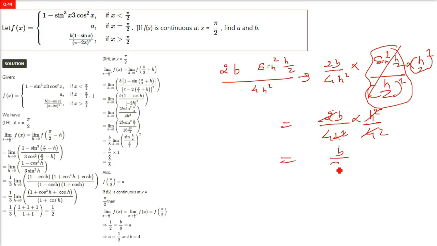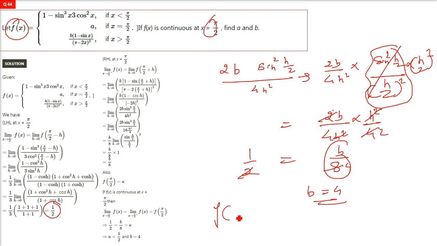So a was half, and a can be equated to what? You can equate it, right? So half is b by 8. So b is equal to 4 and a is equal to 1 by 2. So this is fx, and f pi by 2. Of course, in the previous discussion I already told you that a we found to be half. This is how a is half and b is 4.